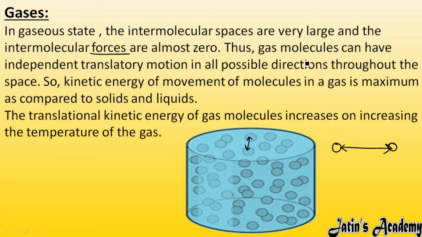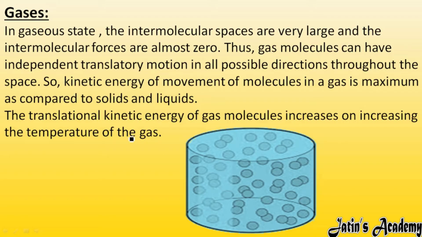Thus, gas can have independent translatory motion. Gas molecules, gas particles, can independently move in all directions throughout the space. In whatever space we have kept the gas, in that particular space they are going to show translatory motion. So the kinetic energy of the particles or molecules in gases is maximum. They are going to move randomly here and there. Kinetic energy will be maximum as compared to solids and liquids.